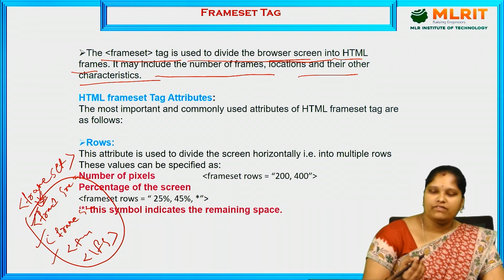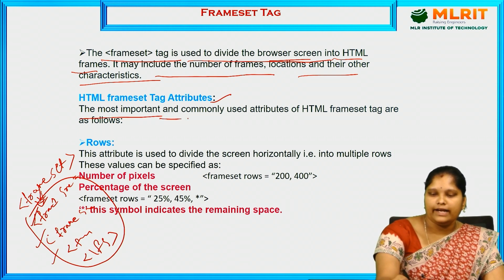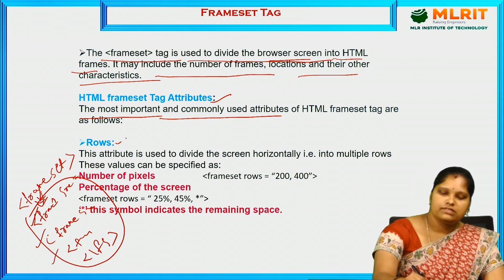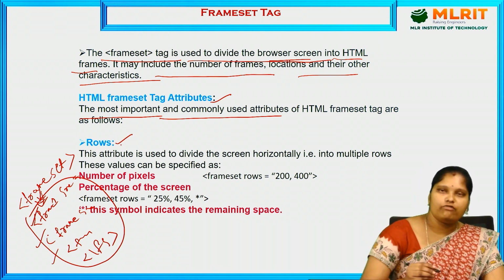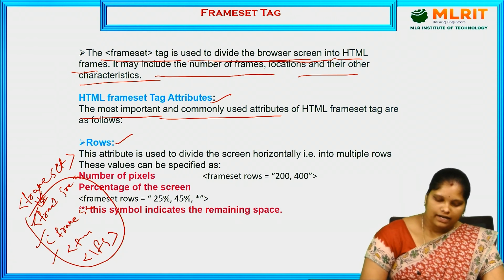And now the HTML frameset tag attributes. The most important and commonly used attributes of the HTML frameset tag are rows, cols (columns), and the color of the border. These are all attributes of the frameset tag.